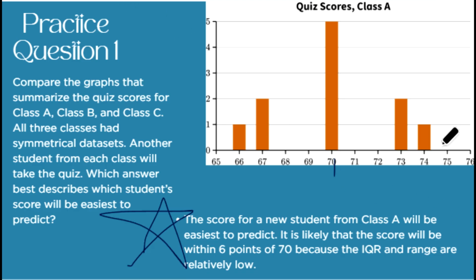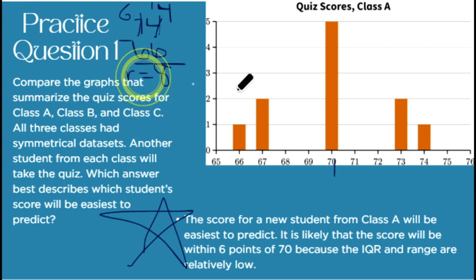So the range is between 74 minus 66, which is going to give us 6 and 14, 6, 7, 8, 9, 10, 11, 12, 13, 14. So that's 8. So the range is 8.